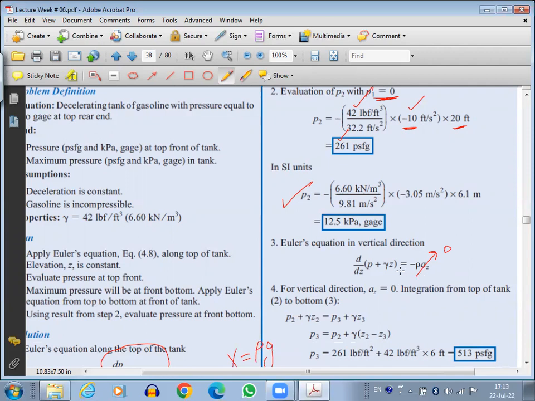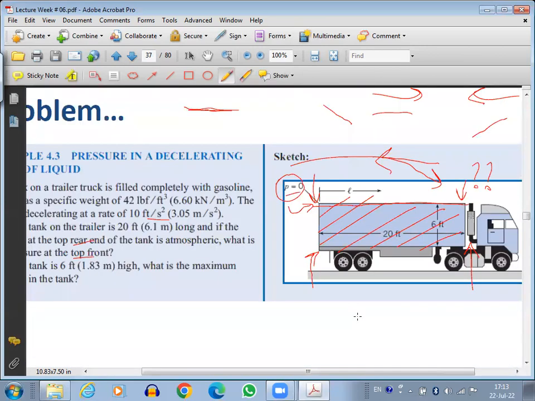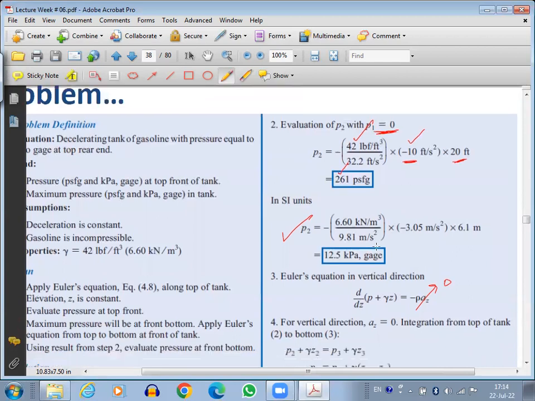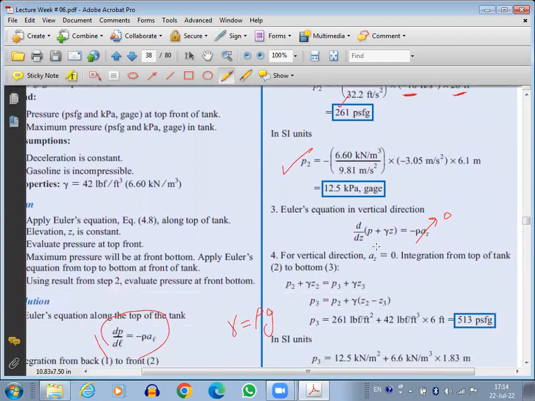If you put AZ equals 0, it becomes the simple hydrostatic equation. What does the hydrostatic equation say? Piezometric pressure is constant. P plus gamma Z is a constant. So that means P2 plus gamma Z2 will be equal to P3 plus gamma Z3. If we say this is point 1, this is point 2, and this is point 3, right? Between 2 and 3, we can apply the hydrostatic equation of pressure variation.